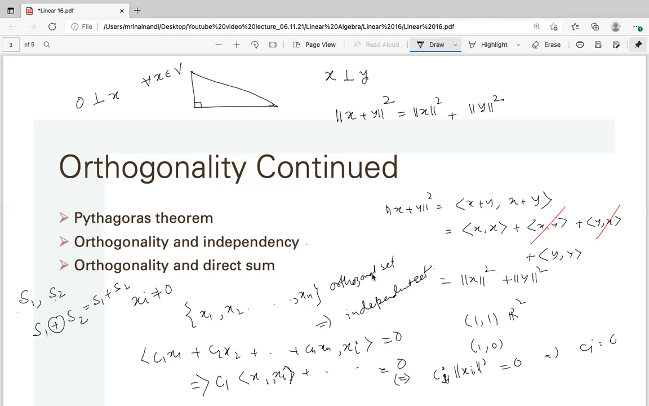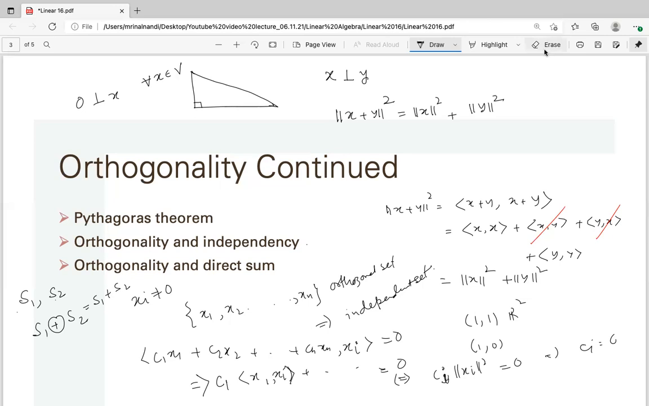That means y is not orthogonal to y. No, it is not equal to 0. So y inner product y is not 0. So y is not orthogonal to y. So there is an element in S1 and an element in S2 which are not orthogonal to each other. So, contradiction. So 0 is the only element common.